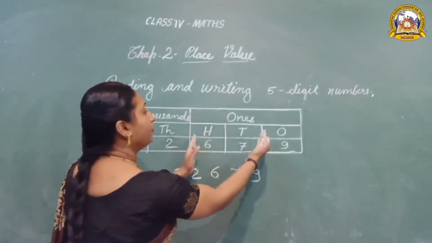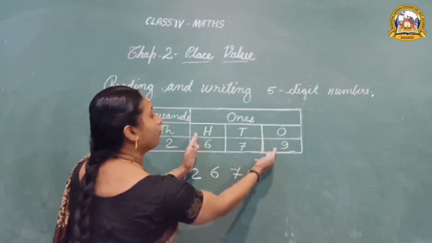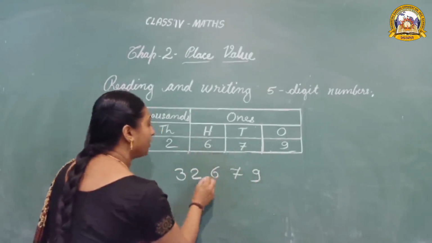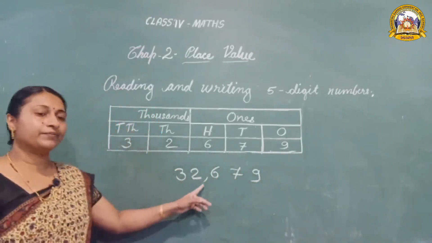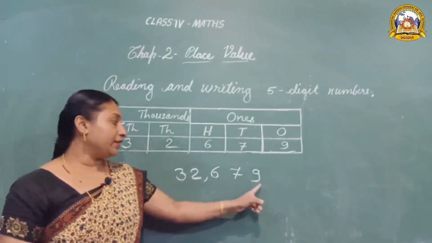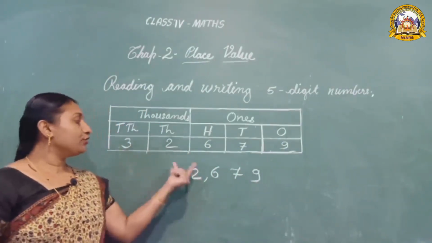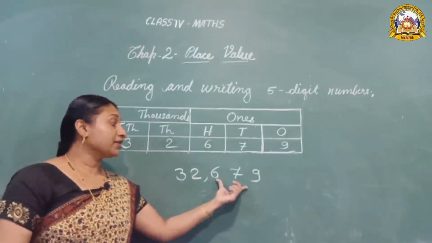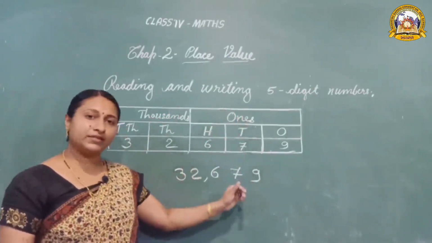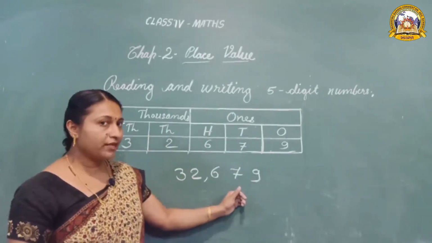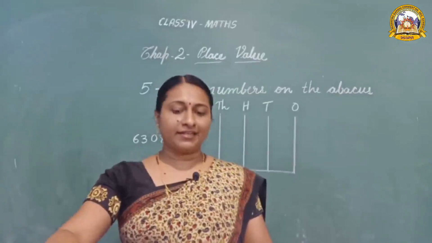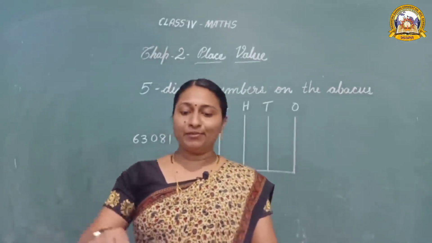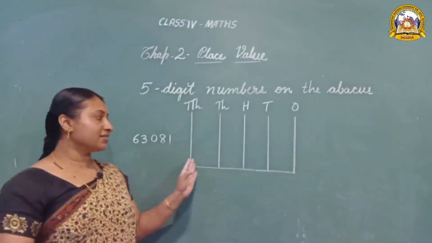Look here. Ones period, how many digits are there? 1, 2, 3. So 1, 2, 3. Here we can give a comma to separate the periods. So 32 is thousands. Ones, 679 ones. Now, did you get it? Next, let us learn how we can represent 5-digit numbers on the abacus.